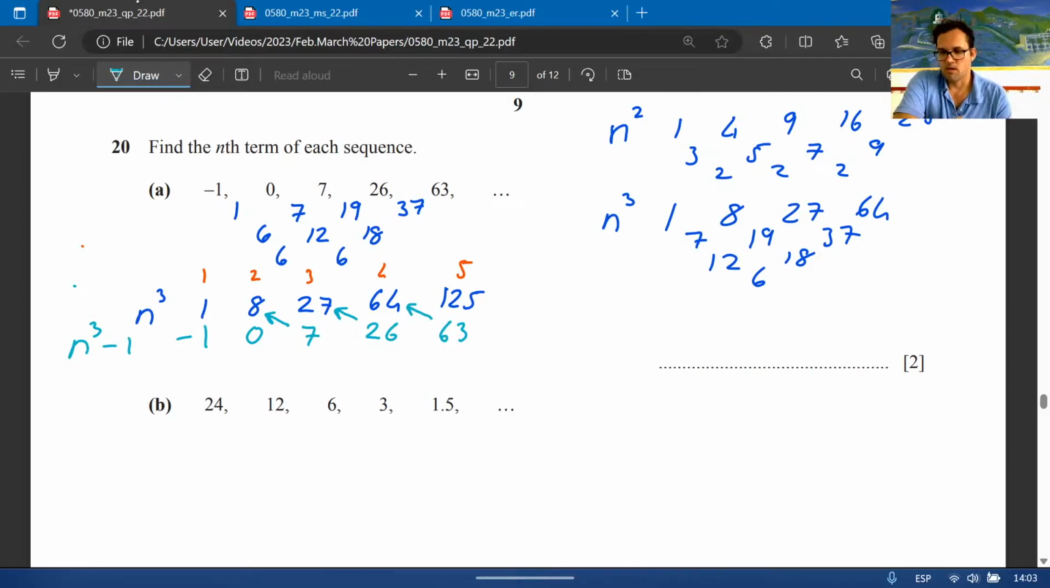Yeah? 7 minus 1 is 8. 26 minus 1 is 20... Right, I mean the other way around. 1 minus 0 is 0. 8 minus... So yeah, it's that sequence with one less. Then it also shifted to the left. So remember, this is n.